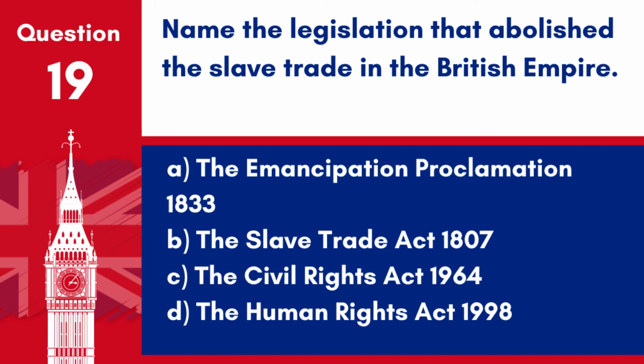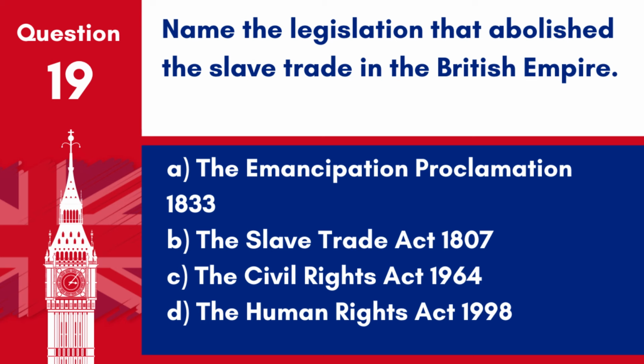Question 19. Name the legislation that abolished the slave trade in the British Empire. A. The Emancipation Proclamation 1833. B. The Slave Trade Act 1807. C. The Civil Rights Act 1964. D. The Human Rights Act 1998.